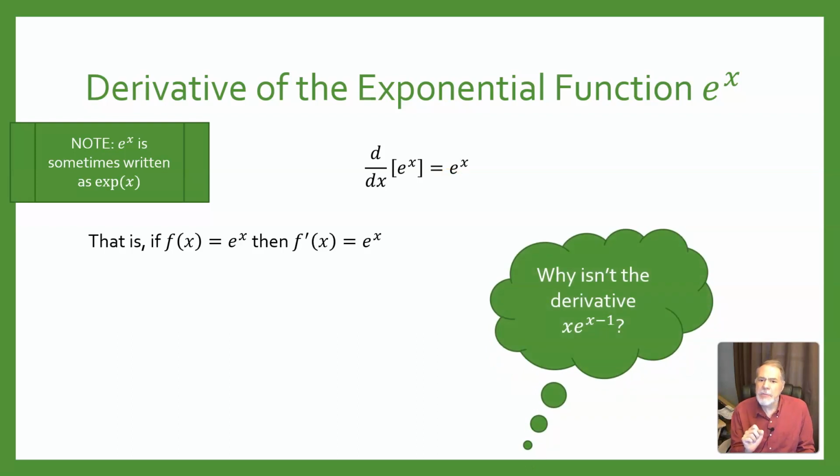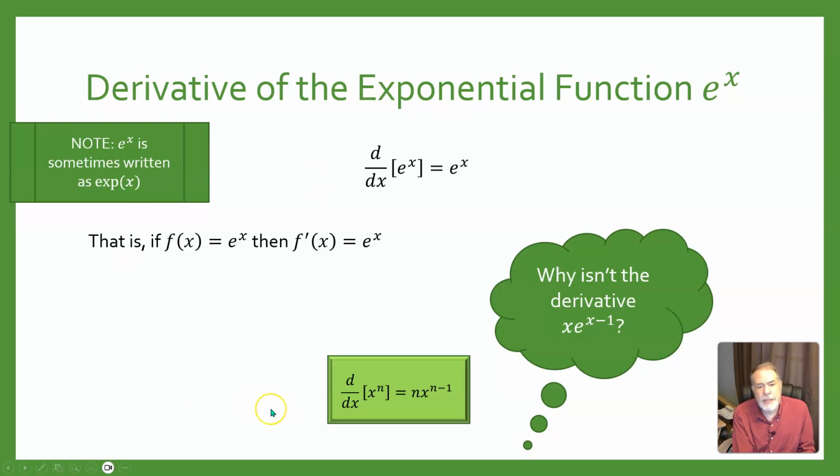Now, some of you might be thinking, wait a minute, don't we have a rule about differentiating something to a power, and you get the power times the thing to the power minus 1? Why isn't the derivative of e to the x going to be x times e to the x minus 1? Isn't that what that rule says it should be? Well, no, because that rule about the derivative of x to the n being n times x to the n minus 1 applies when you have a variable raised to a constant power.